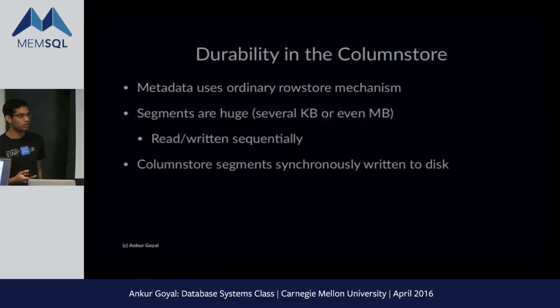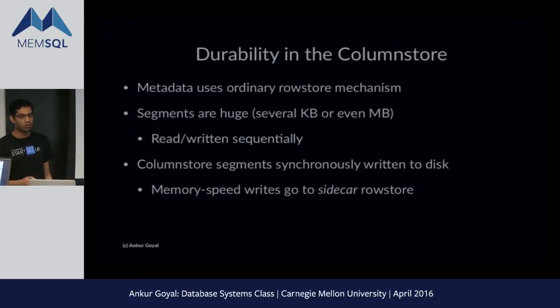So what that means is we can synchronously write them to disk. And they're past that threshold where whether you do it synchronously or asynchronously actually matters. So it's cheap in the column store sense to always synchronously write these things to disk. And finally, the writes that need to be at memory speed are to the sidecar row store, which is just logged in the ordinary row store way.